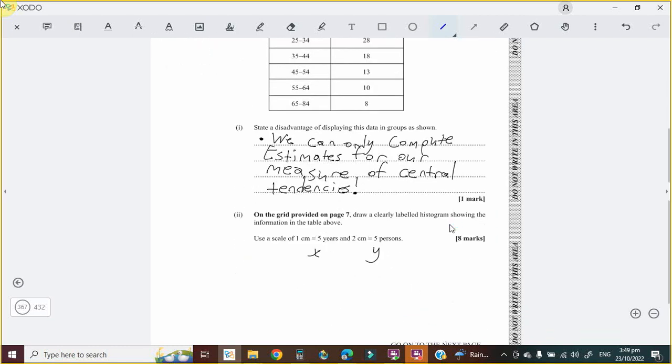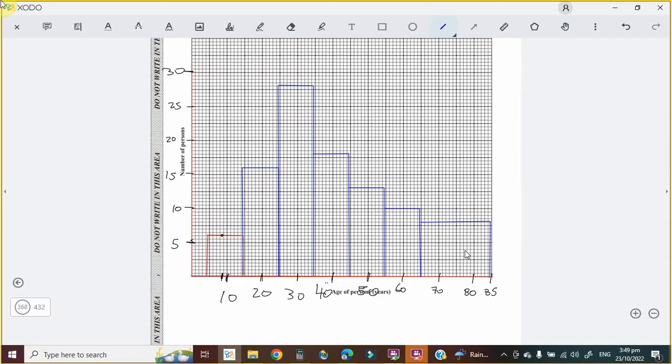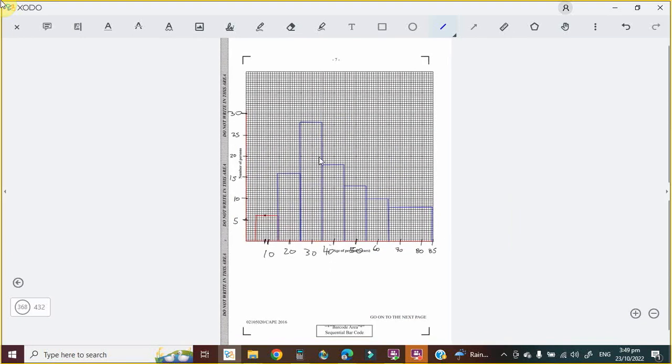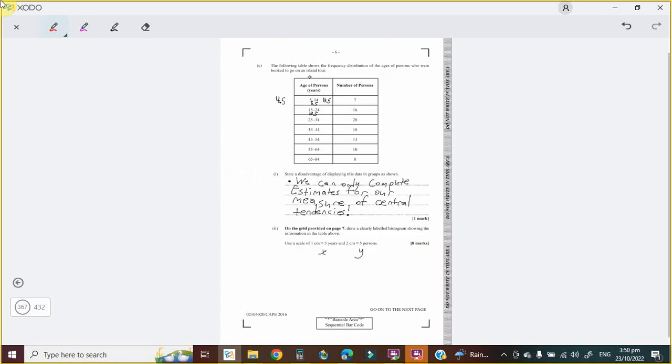How much marks they give away for this? 8 marks. Gentlemen, can you believe? 8 marks. But oh, we not clearly label it yet. We need to put our title. Histogram showing. What is histogram showing again? Distribution of ages of persons who booked on an island tour.